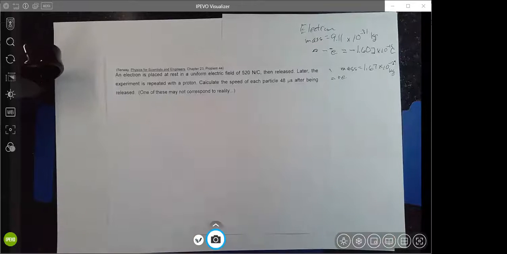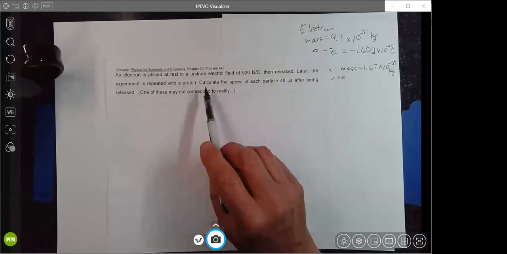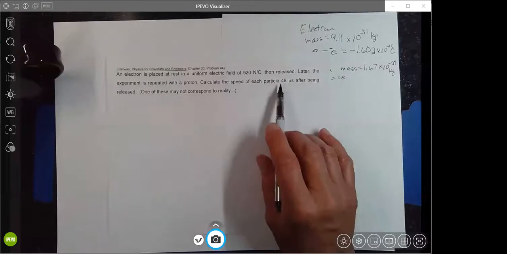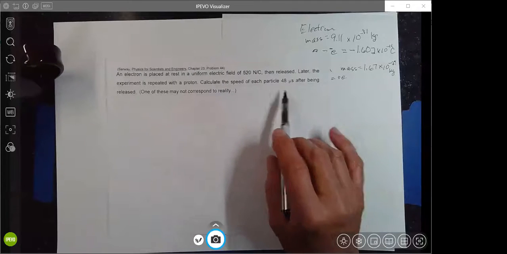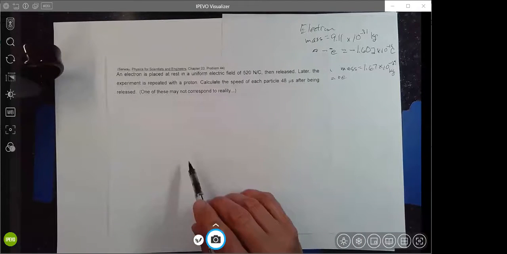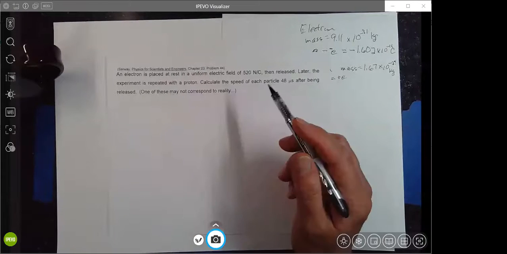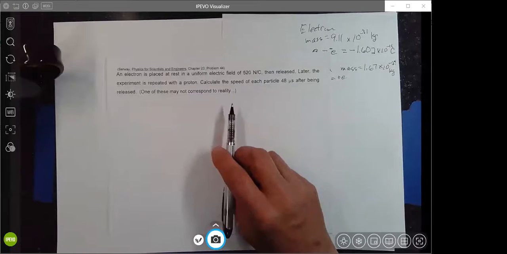All right, we have an electron placed at rest in a uniform electric field of 520 newtons per coulomb, then released. Later, the experiment is repeated with a proton. Calculate the speed of each particle 48 microseconds after being released. One of these may not correspond to reality. Actually, the whole thing may not correspond to reality.